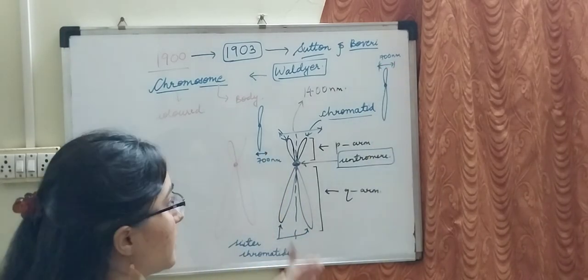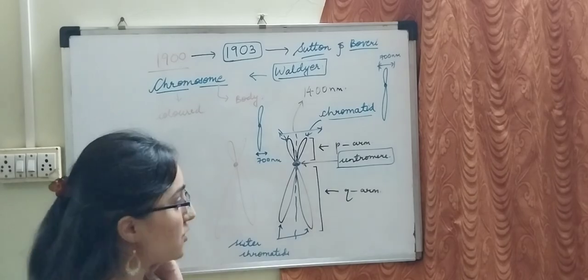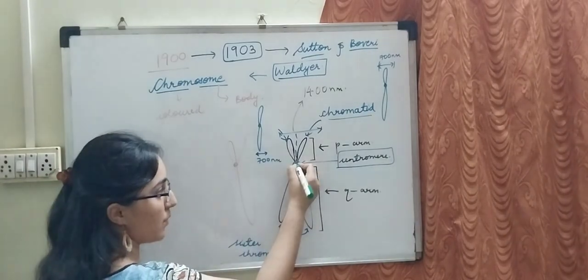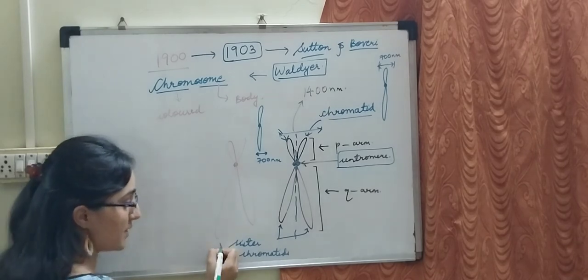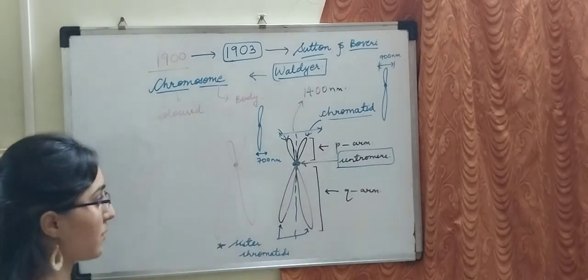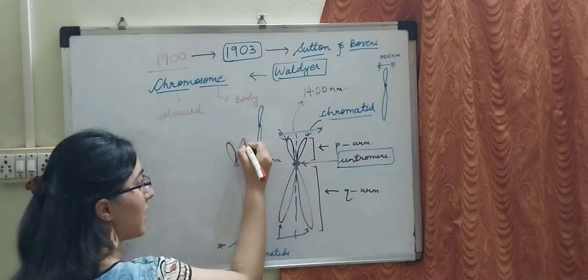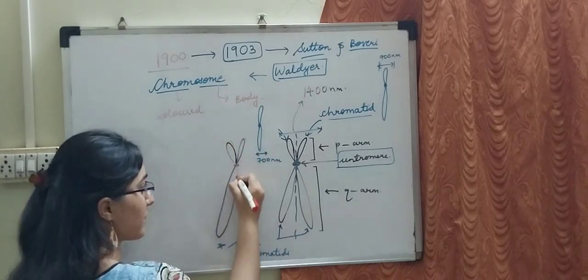Understood? So the thickness will be half of it, since these two chromatids are the same, and they are attached by one centromere, so we say it as sister chromatid. But what if I speak about this chromosome?